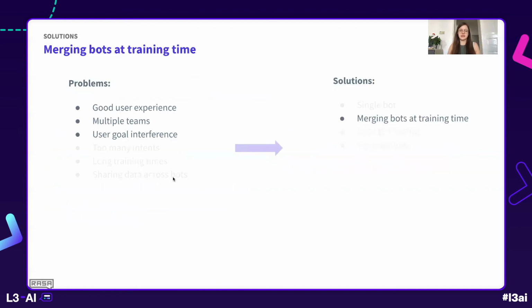Then the next solution I want to talk about is merging bots at training time. This addresses the same problems as the previous solution. In addition to that, it also addresses the problem of having multiple teams working on one bot.